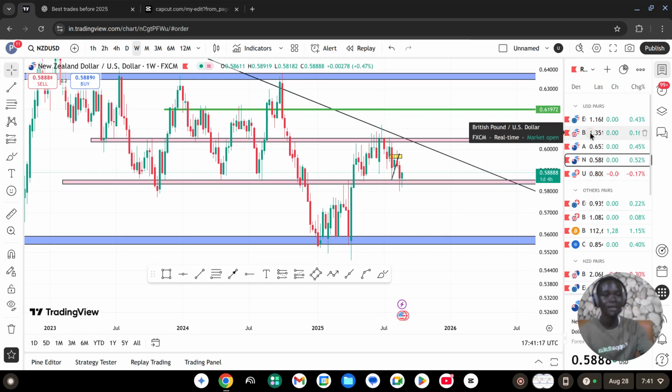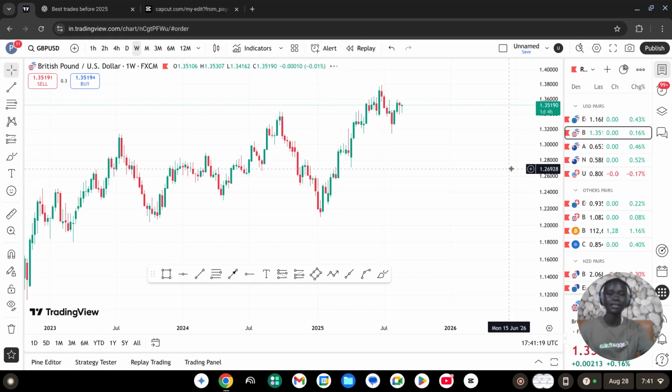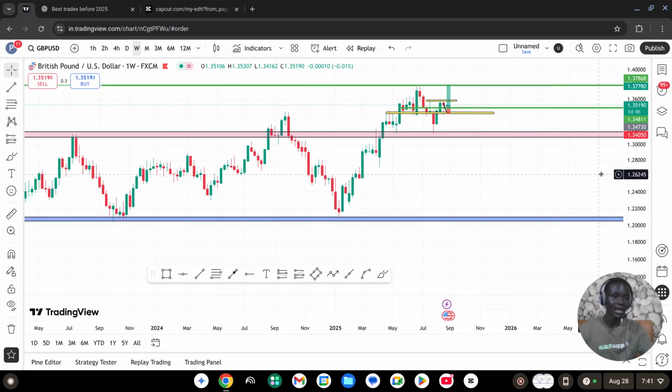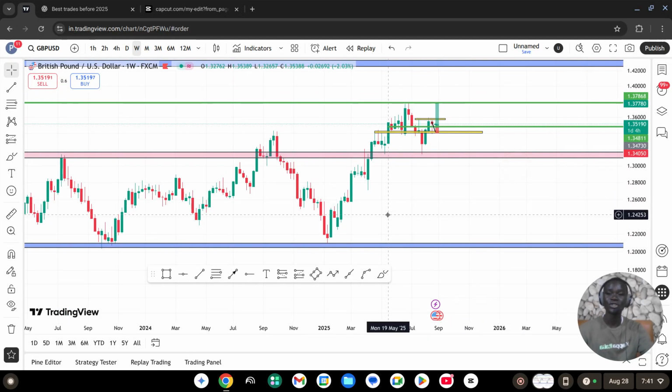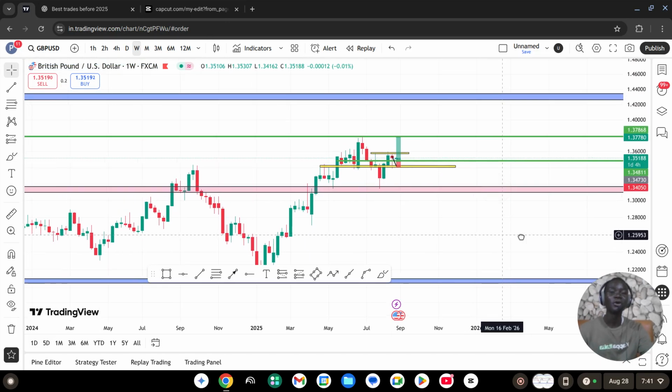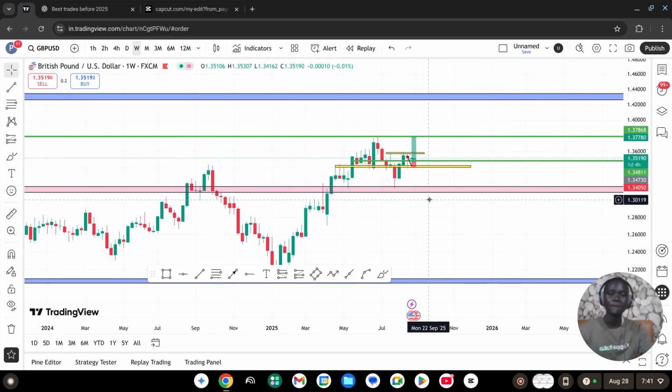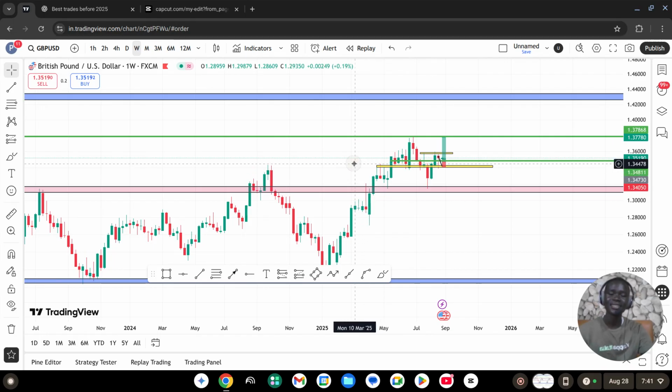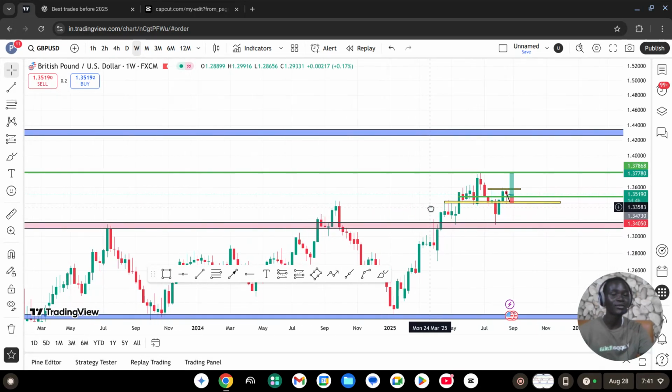So let's first start with GBPUSD, guys. Let's see what is happening. I'm not here to analyze today, but I just want to show you how you can enter this trade, because this trade is just about to start trending, and it's really going to trend for a long period of time.